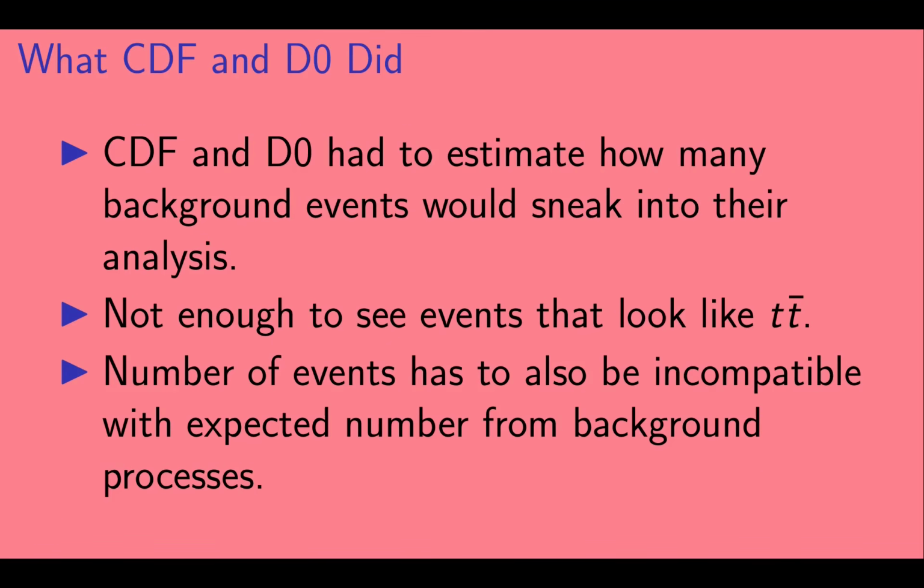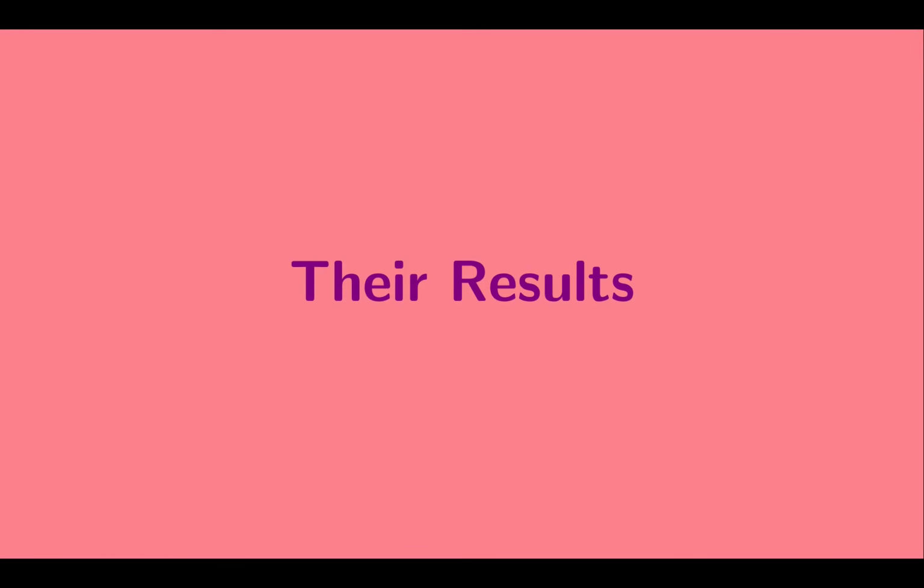So CDF and D0 had to estimate how many background events would sneak into their analyses. It's not enough to see events that look like top production. It also has to be that the number of top-like events you see is incompatible with the number expected from background processes. Okay, with that, let's look at the results that they got.